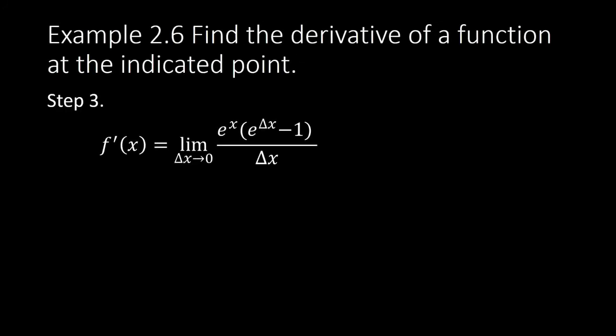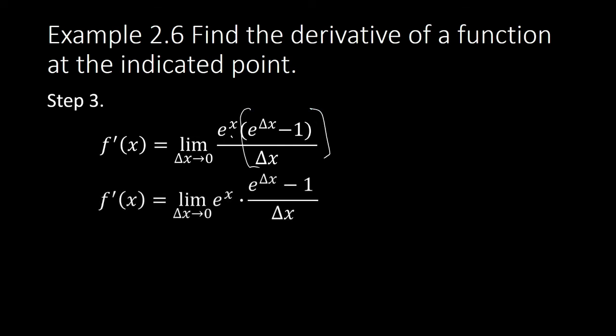Applying our theorems on limits, this is a product of functions, e to the x times this one, and so we can write it in this way. So what is the limit of e to the x times e to the delta x minus 1 over delta x as delta x approaches 0? Delta x, where delta x is approaching 0, will affect only this one. And what is the limit of this?